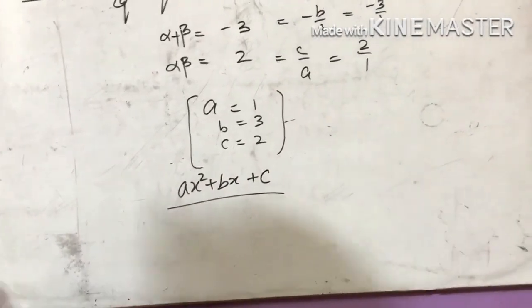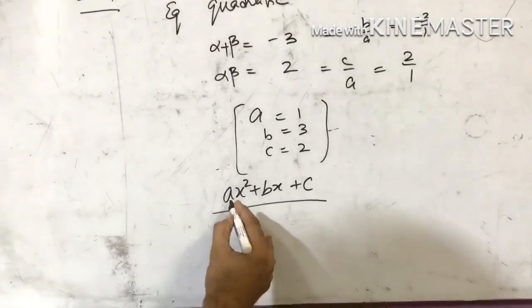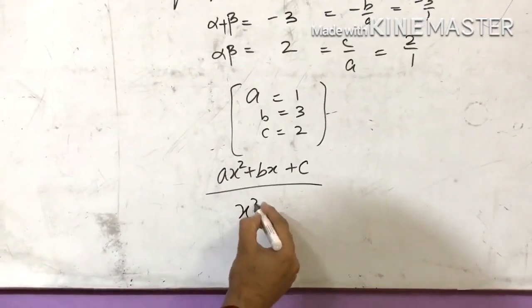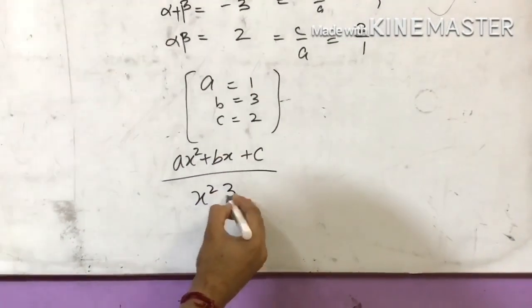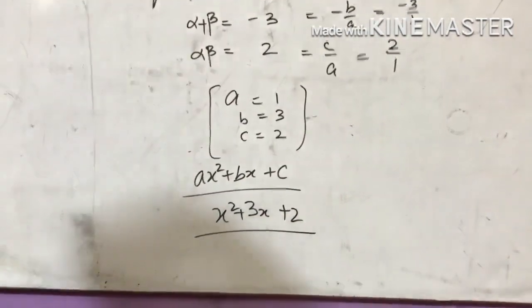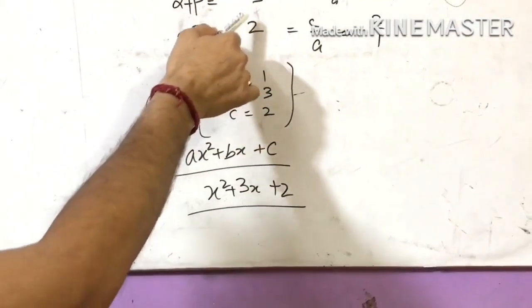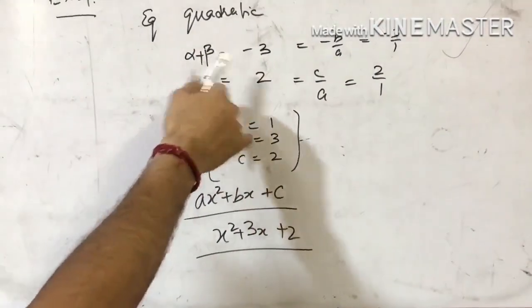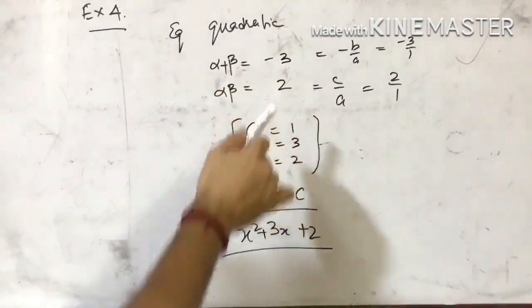This is the standard form of the quadratic equation. So you can say a is 1, so it will be x square, bx means 3x, c means 2. So this is one of the equations which can satisfy these two conditions, that the sum of the roots will be minus 3 and the product of the roots will be 2.